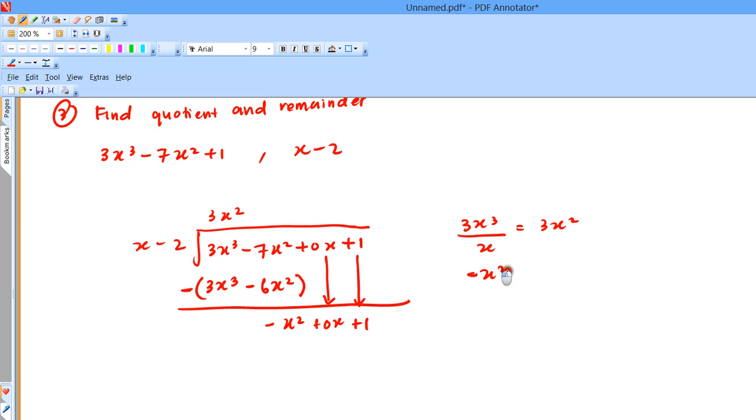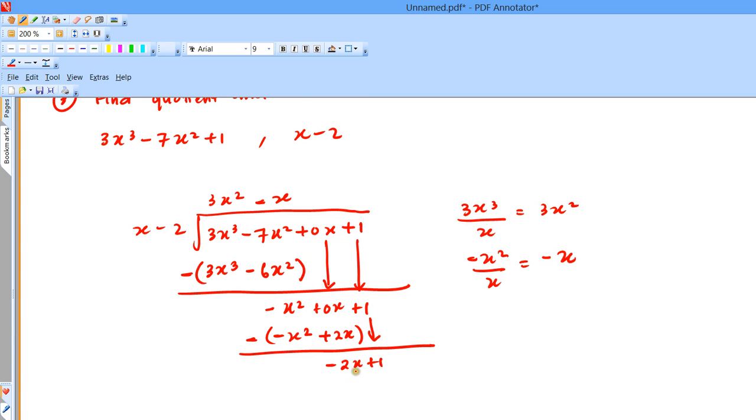So we have negative x squared divided by x equals negative x. Let's put negative x here. So negative x times x is negative x squared, negative x times negative 2 is positive 2x. Just put a bracket here and a negative sign. Negative x squared plus x squared equals 0. 0x minus 2x is negative 2x, and then bring down the next term, plus 1. So here the degree of the remainder is equal to 1 and the divisor is equal to 1. So you need to proceed.